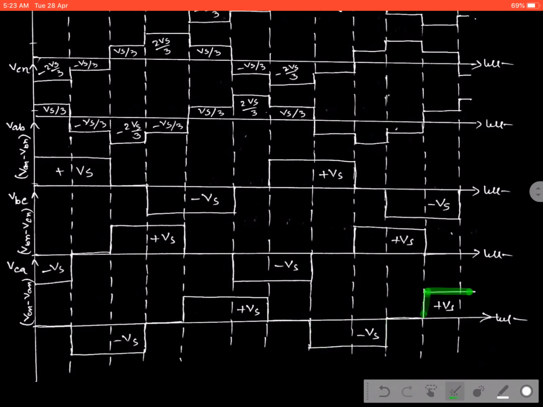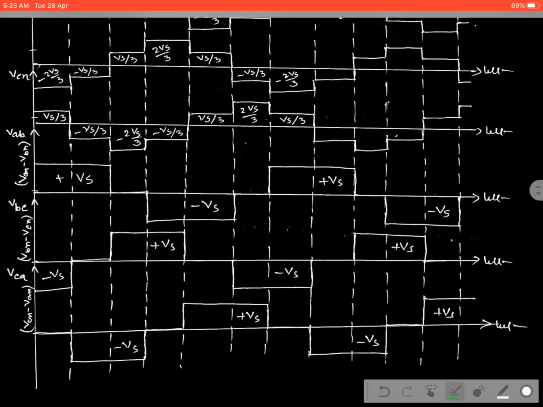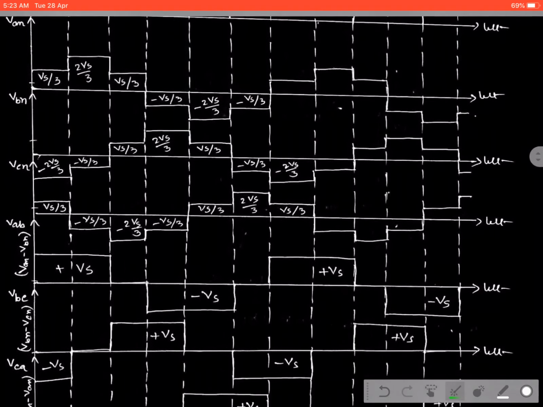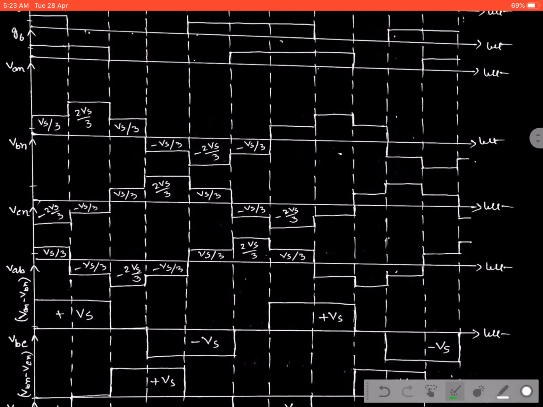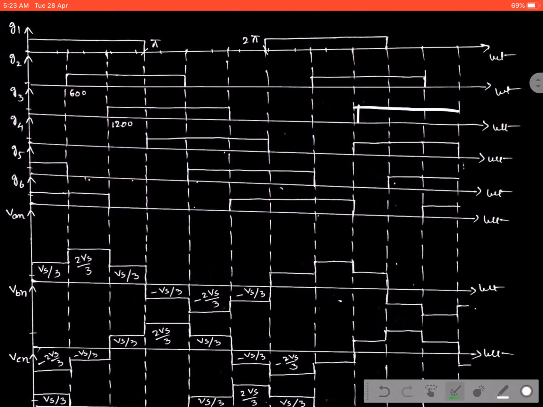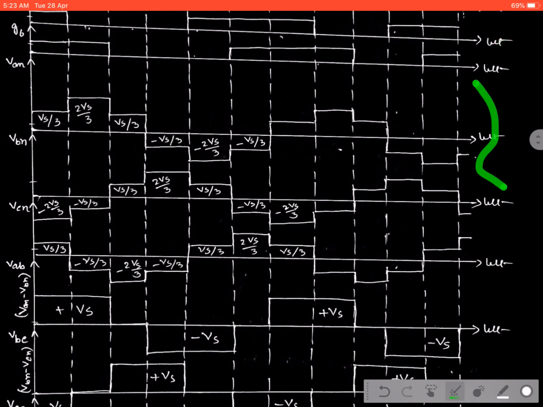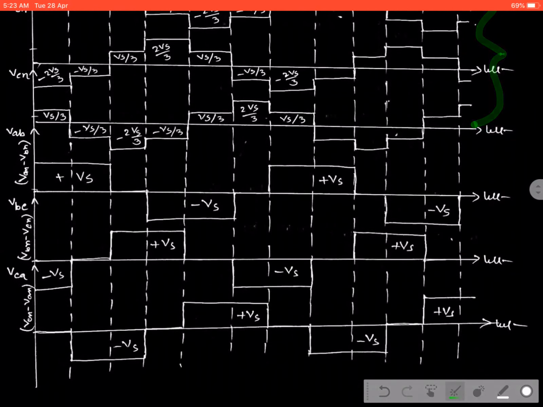So in this way we can draw all the waveforms. Okay. That is the gate pulses. First, this is all the gate pulses for the respective switches. Next, this is all the phase voltage and these all are the line voltage which is appearing across the load.